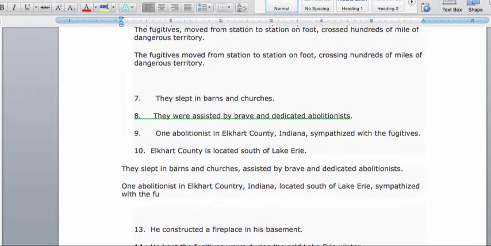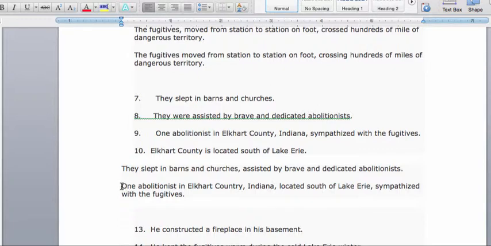Sympathized with the fugitives. Now I've got two sentences. Is there anything that's the same in these two sentences? Think about it. We got it here. So what are we going to do? Dedicated abolitionists. Remember, we're working on participles. Assisted by brave and dedicated abolitionists.